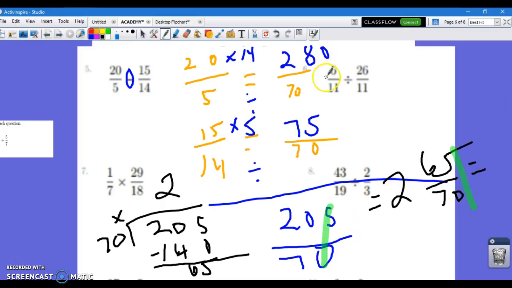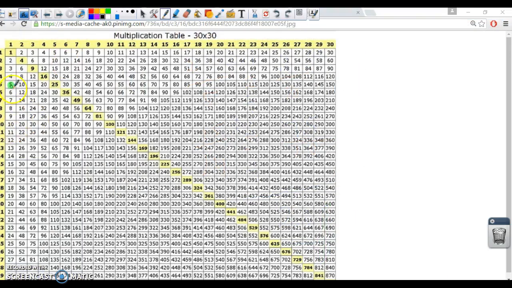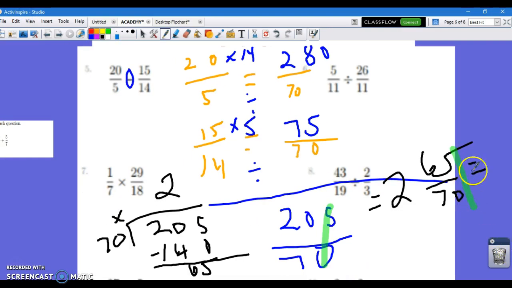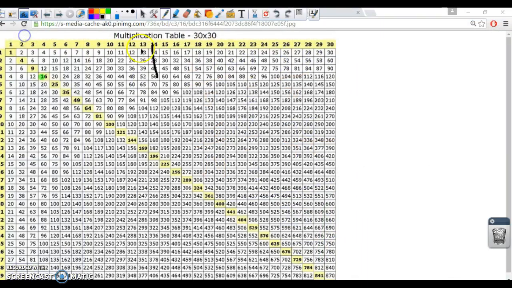5 will go into 65 how many times? Sure, let's go ahead and use the chart. 5 will go into 65 13 times. See it? So that reduces to 13. 5 goes into 70, 14 times.